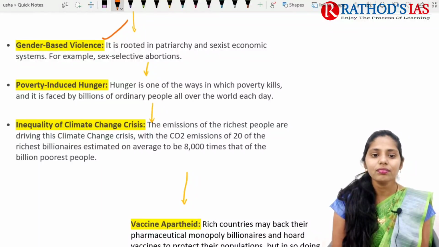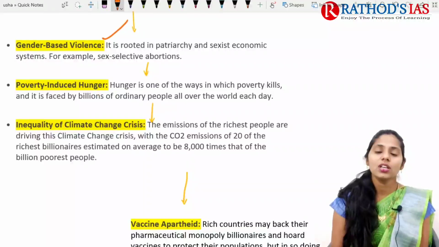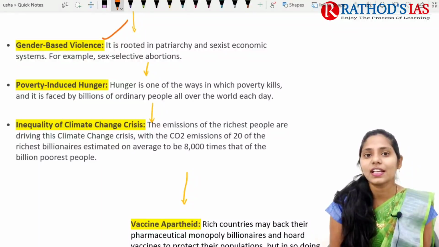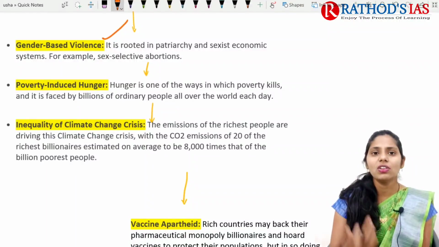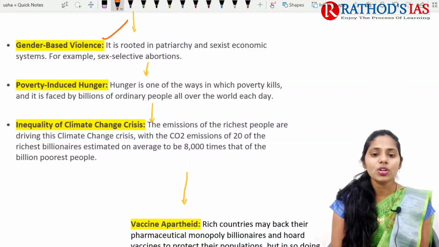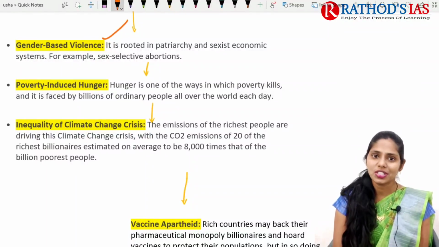And the next one is that because of climate change also, we can see inequality persisting. Okay, why? Because the richest people will be using ACs, luxurious cars, etc., and they will be releasing greenhouse gas emissions into the atmosphere. So because of this, what happened? Mainly the poor will be affected because of these emissions.